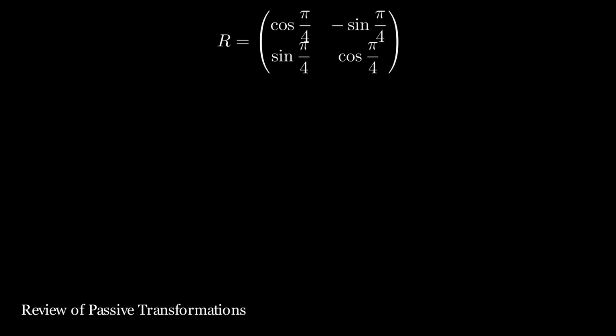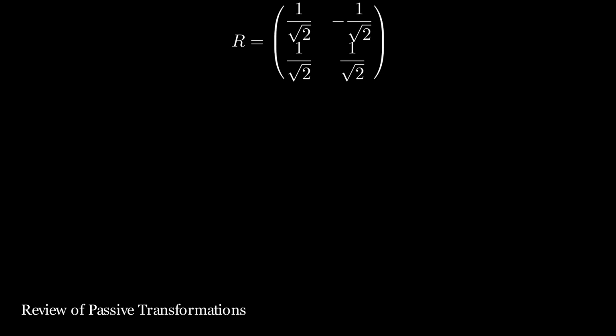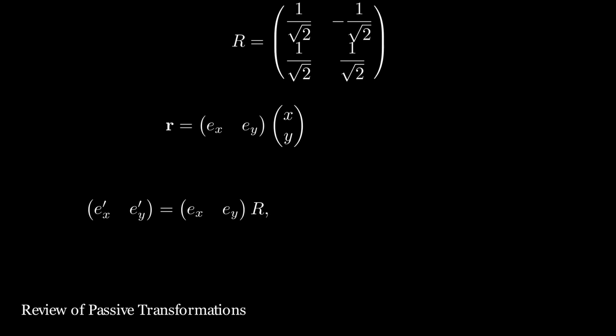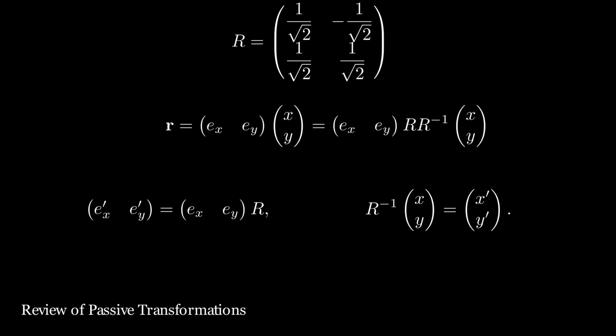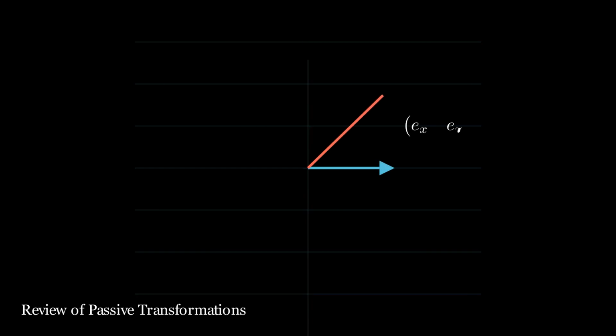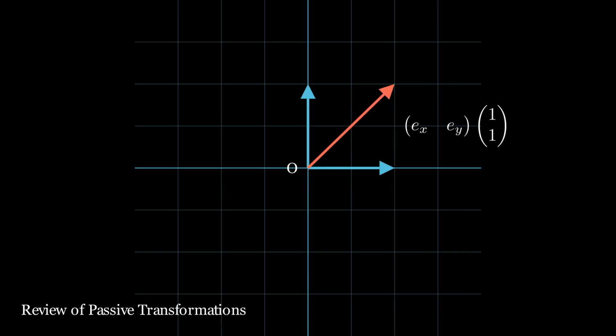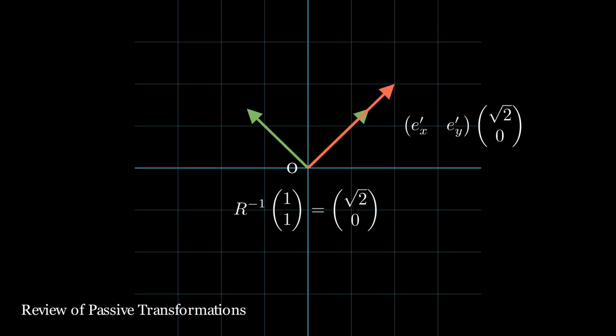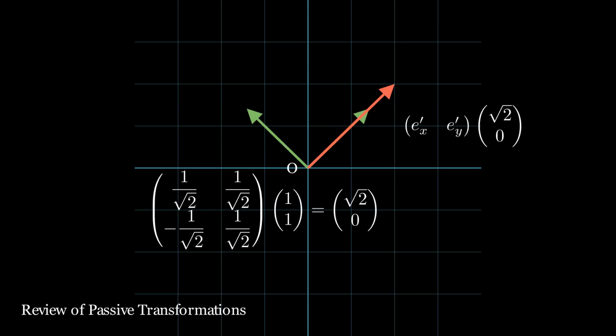First, consider a passive transformation R as a pi/4 rotation of the basis. Since this is a passive transformation, the same point is represented in the same way, even though the basis changes. For example, a vector that was 1, 1 in the original coordinate system becomes √2, 0 when viewed in the rotated coordinate system. In this process, the transformations of the components are as follows.